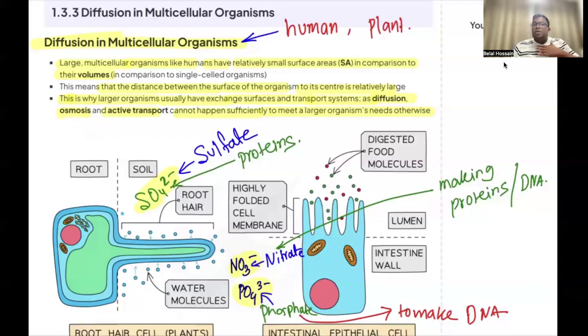requirements. So what do we also have along with diffusion, osmosis, and active transport? We have a transport system.